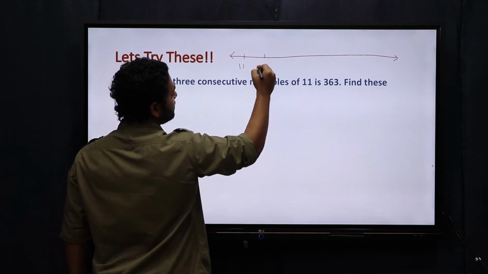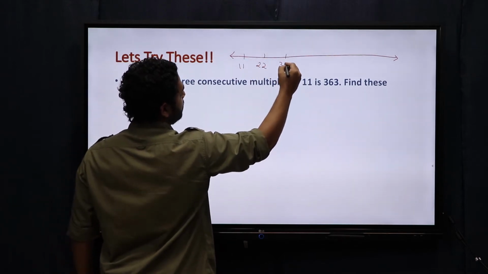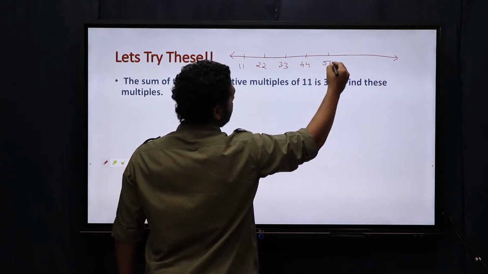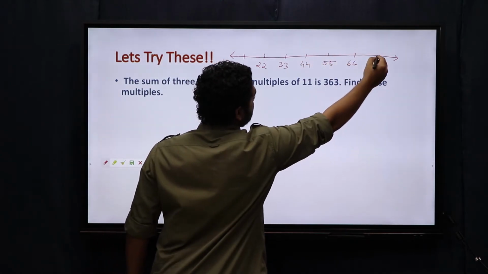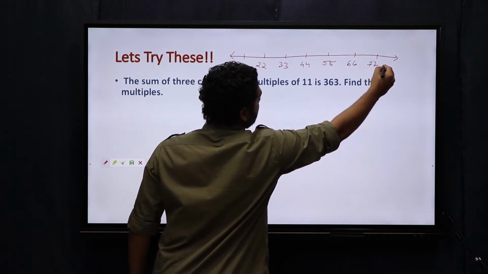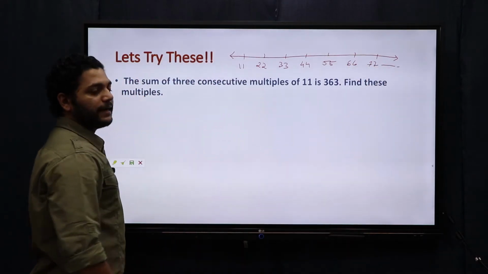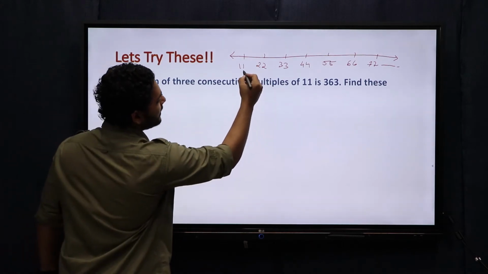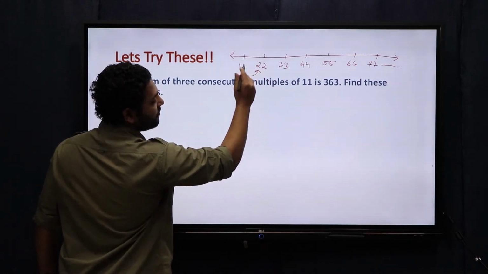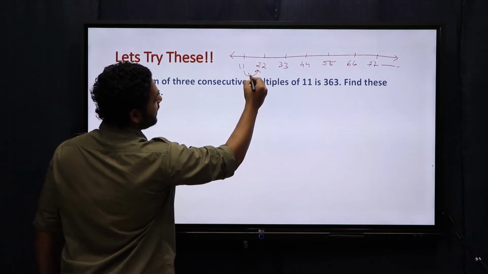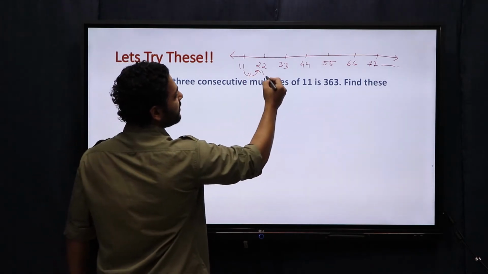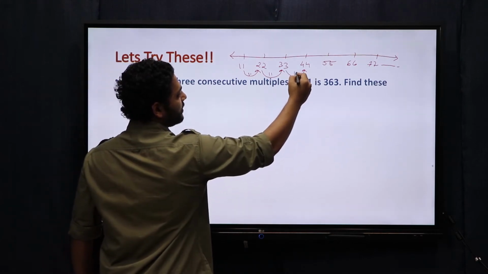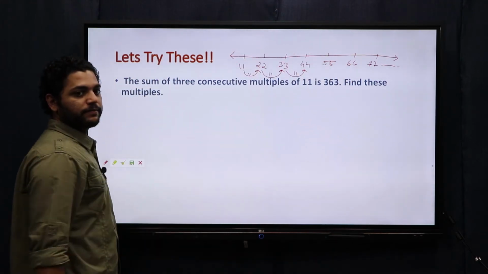11, second is 22, 33, 44, 55, 66, 77 and so on, right? Now if I observe one thing, I see that the difference between the first and the second multiple is 11, right? Difference between 22 and 33 is 11. Similarly here it's 11 and similarly for all the ones.